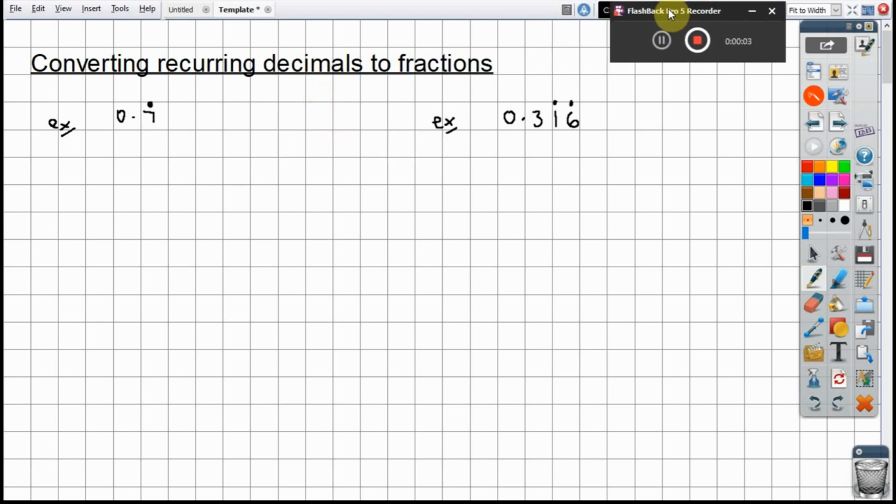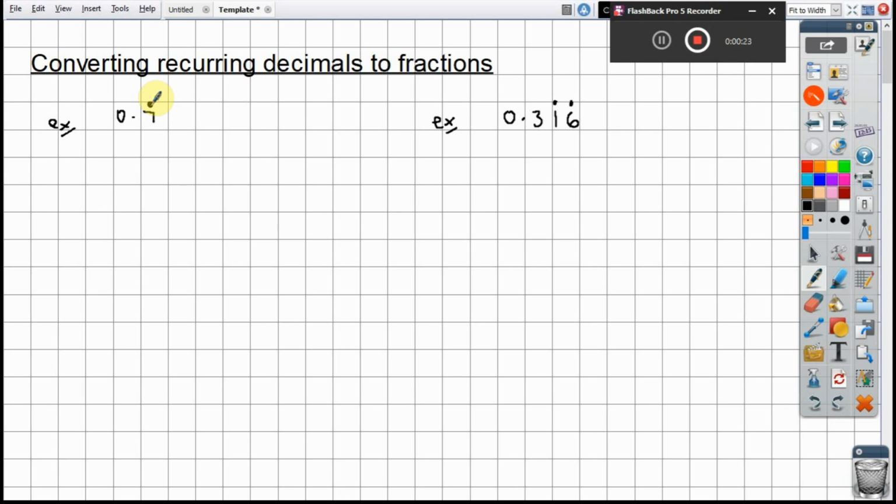In this video we're going to consider how to change recurring decimals into fractions, and there's a procedure that you just need to learn. If we look at this decimal here, 0.7 recurring, always make sure the dot is clear, not just a little pinprick with a pencil point. Make sure the dot can be seen.